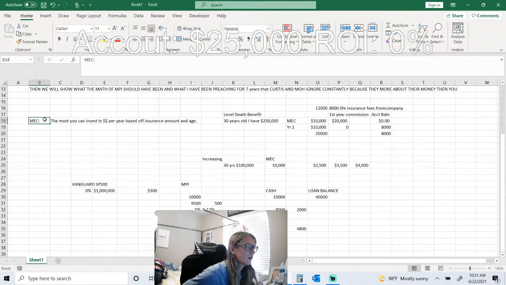Before we get into the potential of the MPI, what we want to talk about is the life insurance and the MEC. So let's just say I'm 30 years old. I actually have a policy, right? In my policy, I have $500,000 of death benefit, and I believe I can invest $12,000 a year.